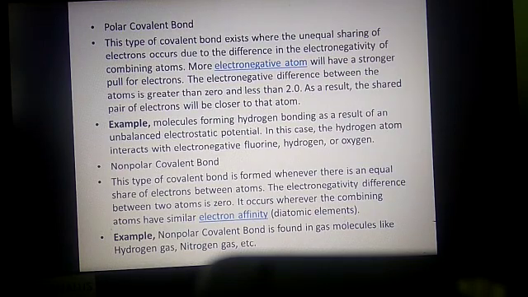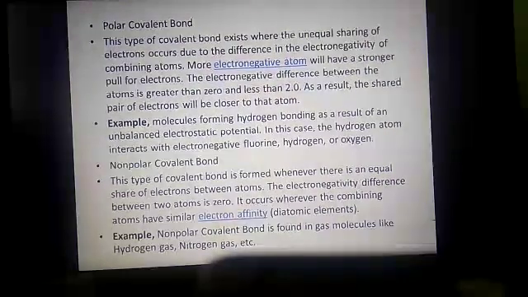So this is about the types of covalent bonds, and in the next class we will discuss non-polar covalent bonds and polar covalent bonds and some covalent molecules and their structures. So we'll discuss in the next class.